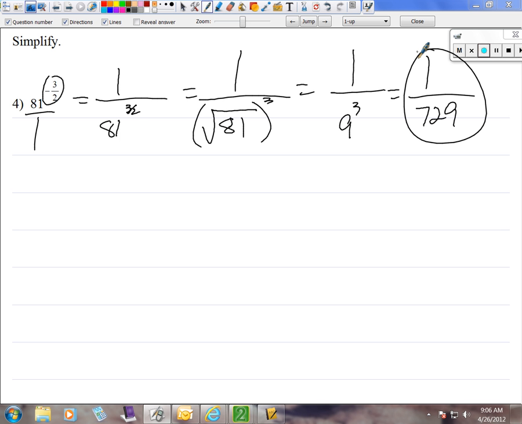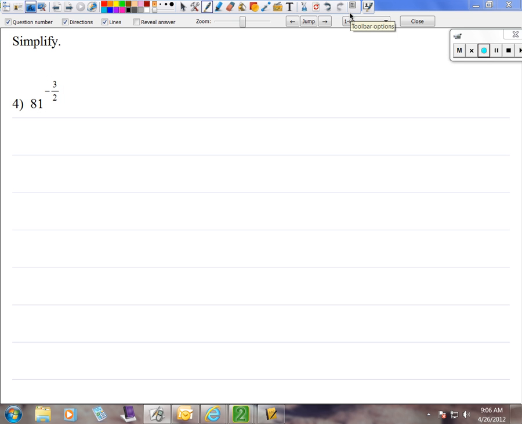Now, did anybody get there before me? I'm going to give you 2 for this one, because that one I didn't talk too much about doing that yet. So, all right, now let's do number 5. Number 5 is very similar. Got a negative exponent.